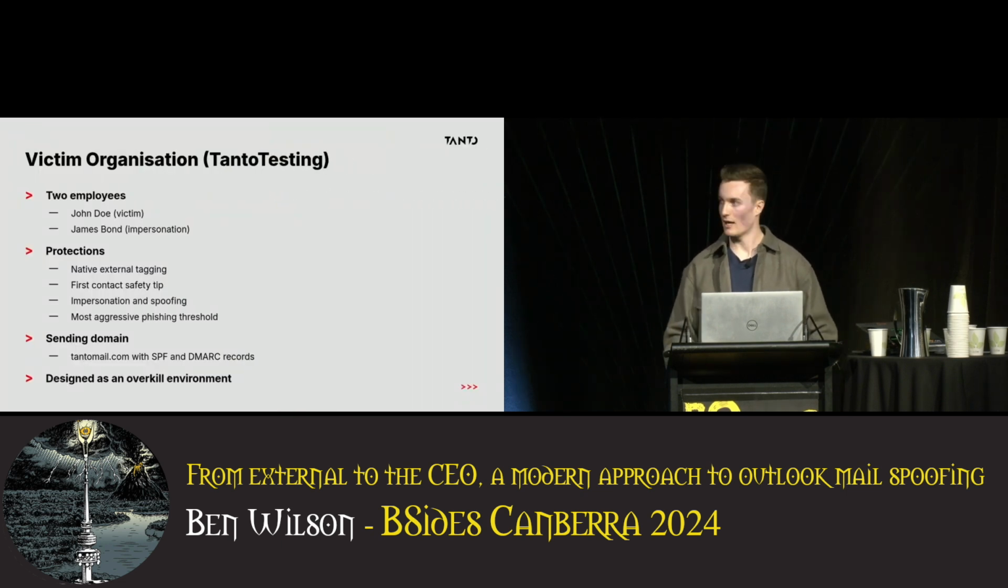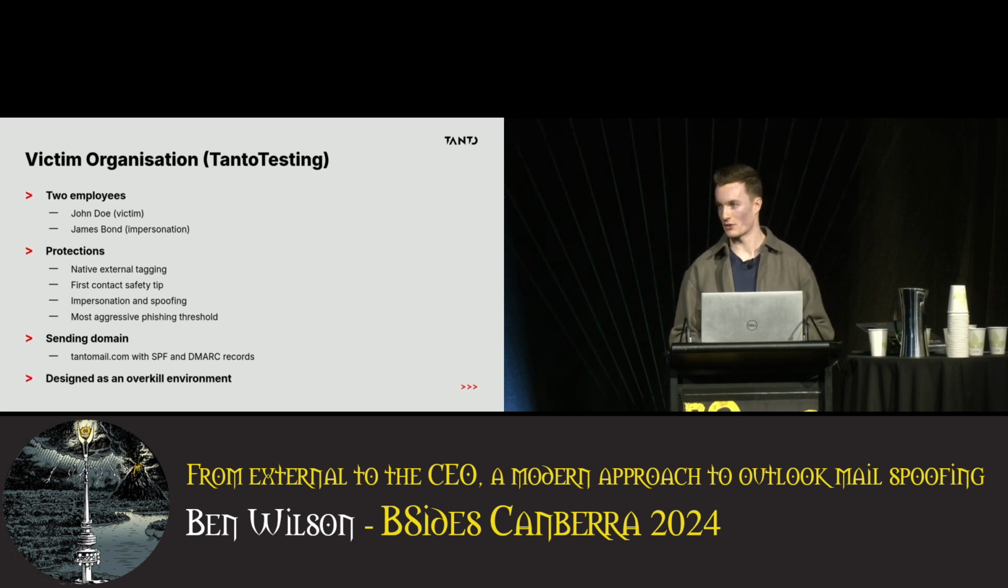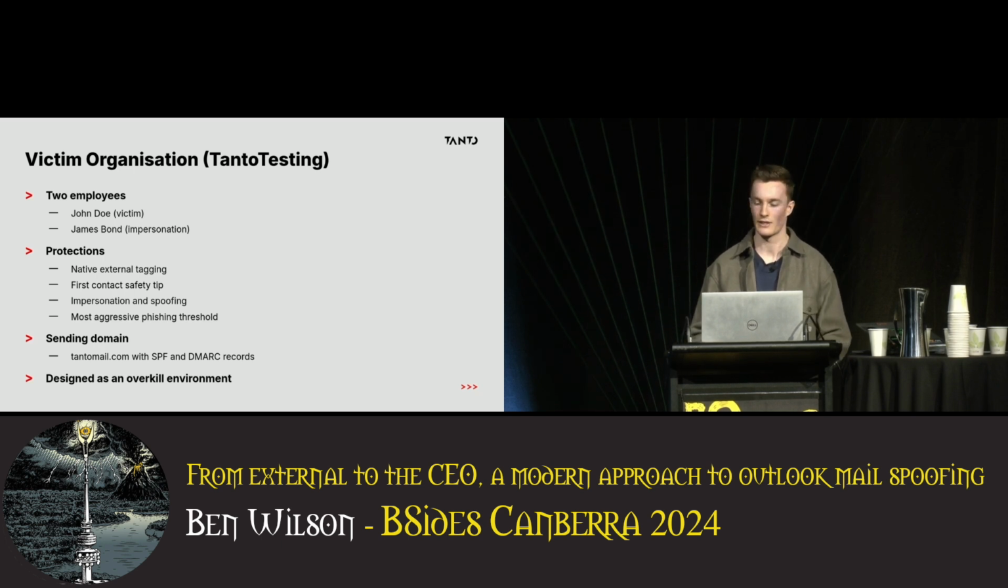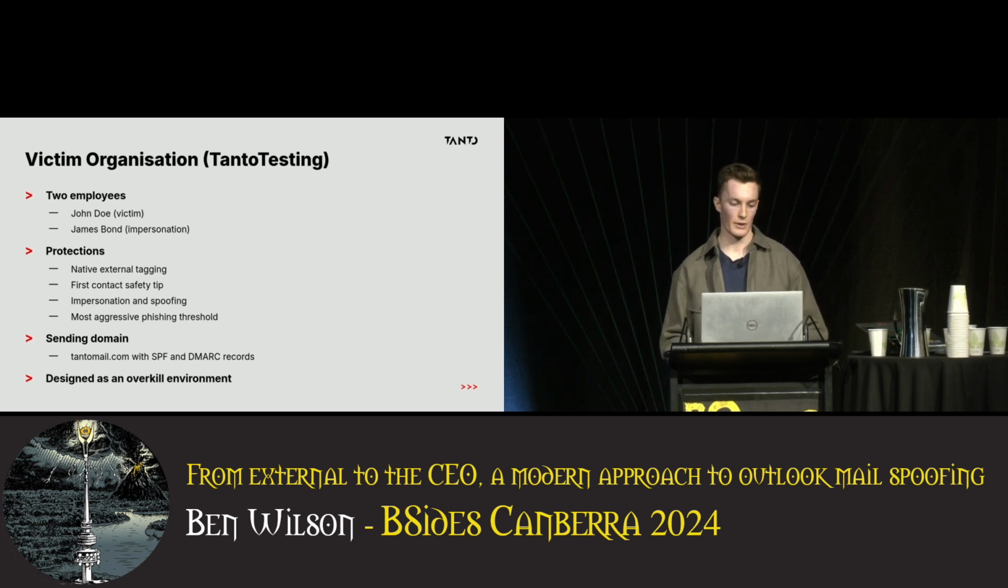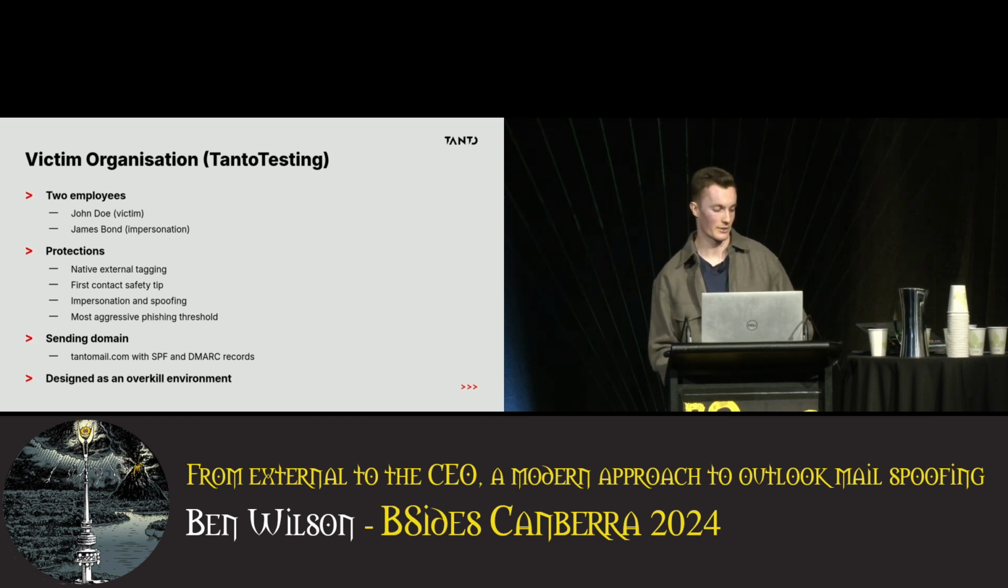So I set up a little victim organization. I'm going to call it the Tanto Testing Organization, which was basically designed as a proof of concept to show all of these techniques in practice. There are two employees: John Doe, who is the victim, and James Bond, who will be the impersonation target, so the person we will be impersonating.